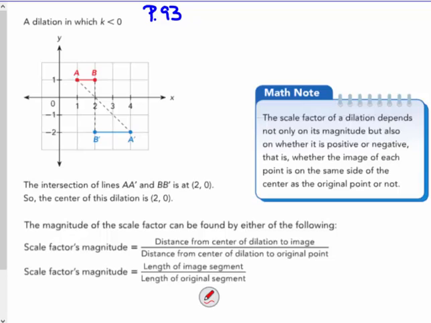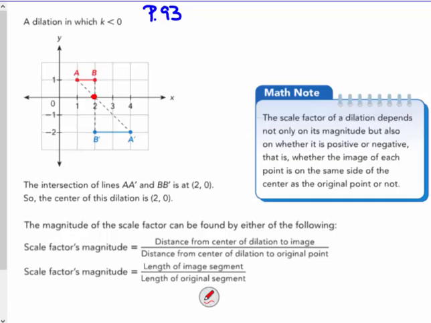So my original image is AB, this red one, and the intersection of those lines, A connected to its image here that you see dotted, and B connected to its image dotted, is also at 2, 0. So the center of dilation is 2, 0. See where these lines crossed?